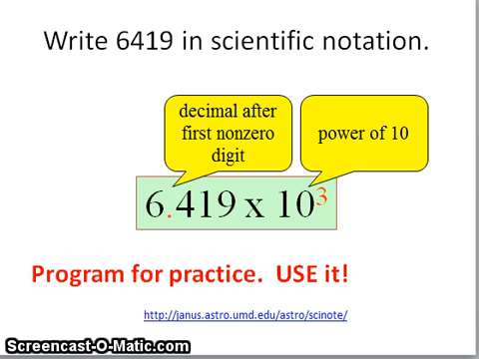The website shown at the bottom will send you to a good program for taking numbers in and out of scientific notation. It is strongly suggested you check out the program and practice until you have it down.